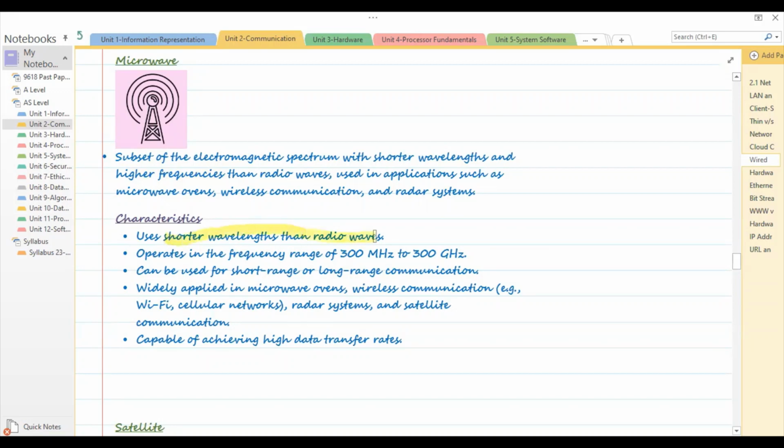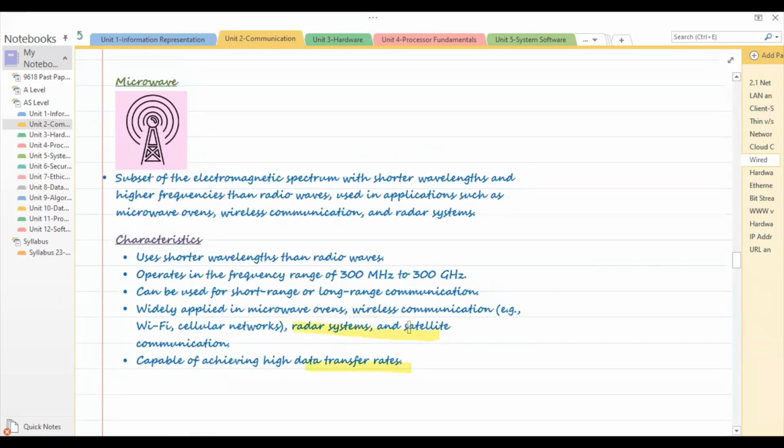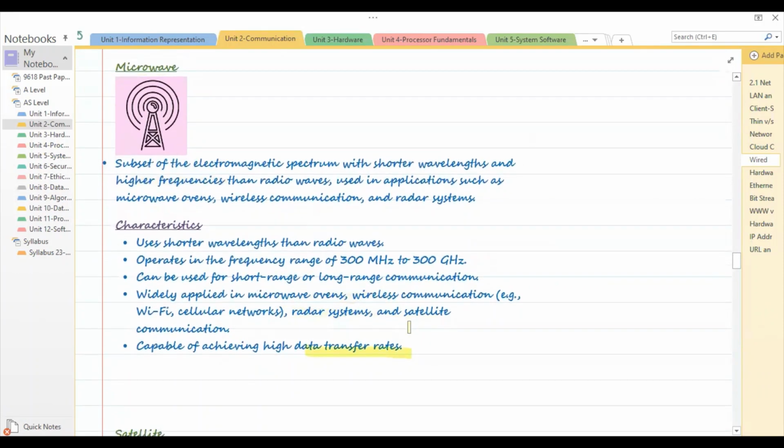Characteristics: shorter wavelength than radio waves, operates in the frequency range of 300 megahertz to 300 gigahertz, can be used for short range and long range communications both, widely applied in microwave ovens, wireless communication, radar systems, and satellite communications, capable of achieving high data transfer rates, right? So this is all about microwave.